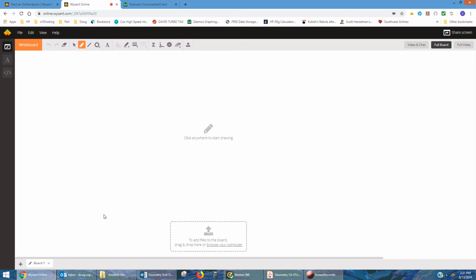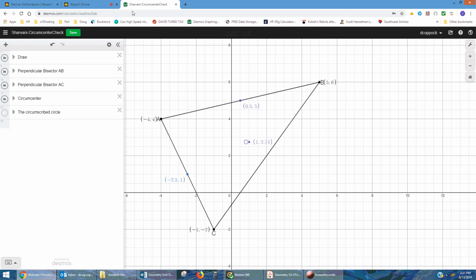Okay, here is going to be an answer to the circumcenter problem. Here's the original triangle. It's got vertices at (-4, 4), (5, 6), and (-1, -2). And the problem was to locate the circumcenter. And you also asked the question, is there a way to check your answer? It's a little complicated, but the answer is yes.